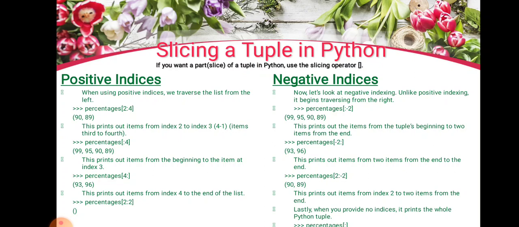If you are giving percentages of 2 colon -2, it prints 90 and 89, which are the items from index 2 up to 2 items from the end. Lastly, when you provide no indices, it prints the whole Python tuple. If you didn't provide any indices, it prints the entire tuple. All the elements present in the tuple will be displayed.